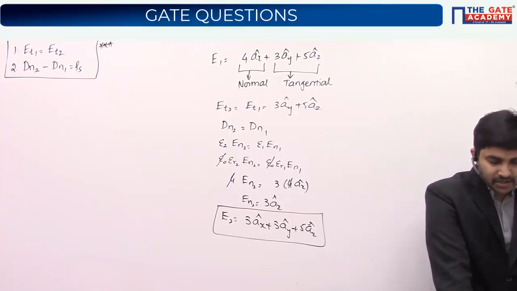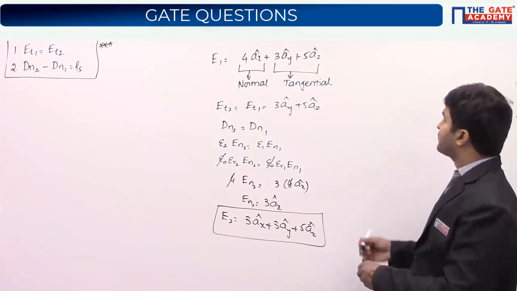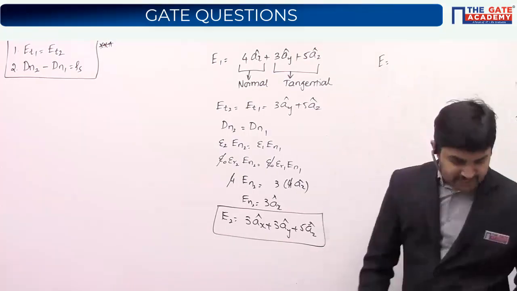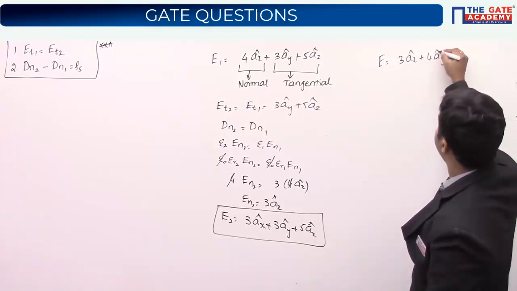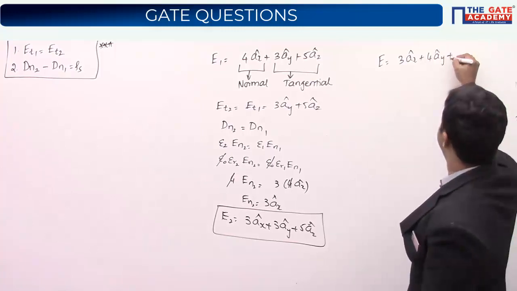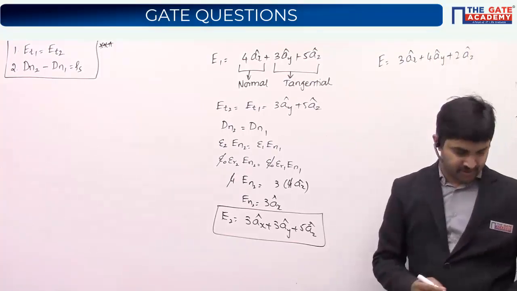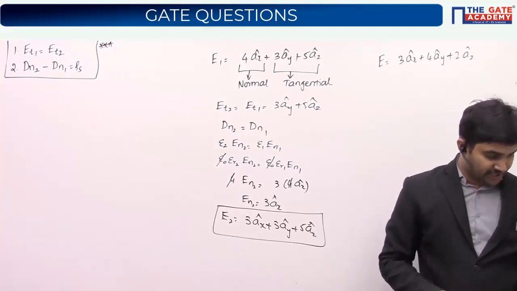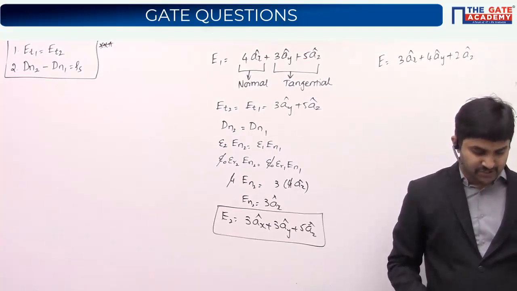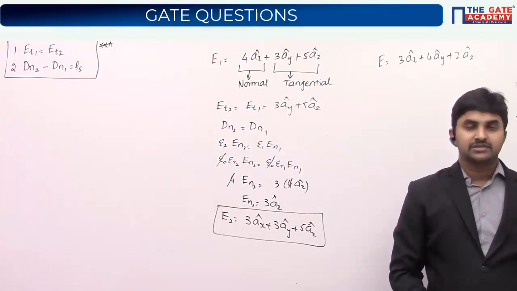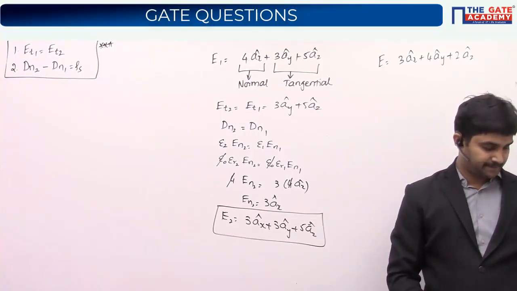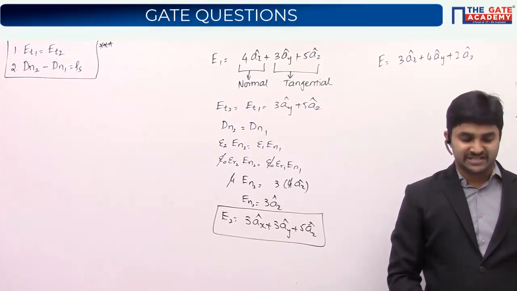Region 1 has a uniform electric field E is equal to 3ax plus 4ay plus 2az. The electric field in region 2 is dash.